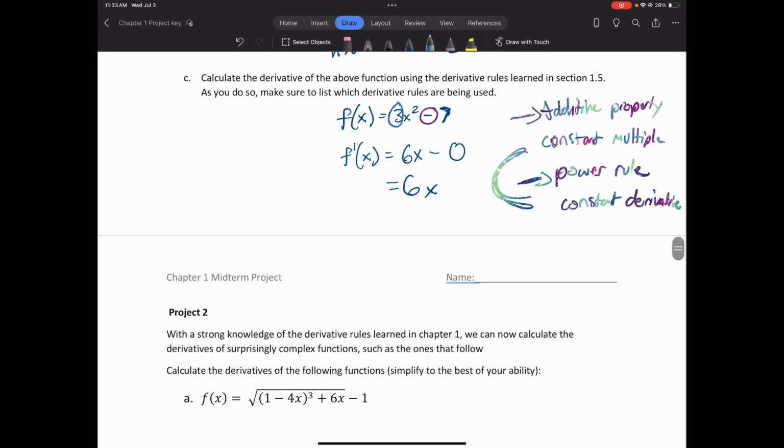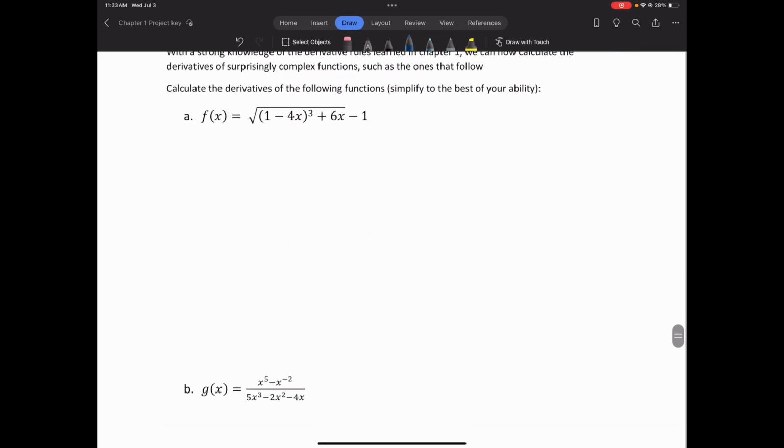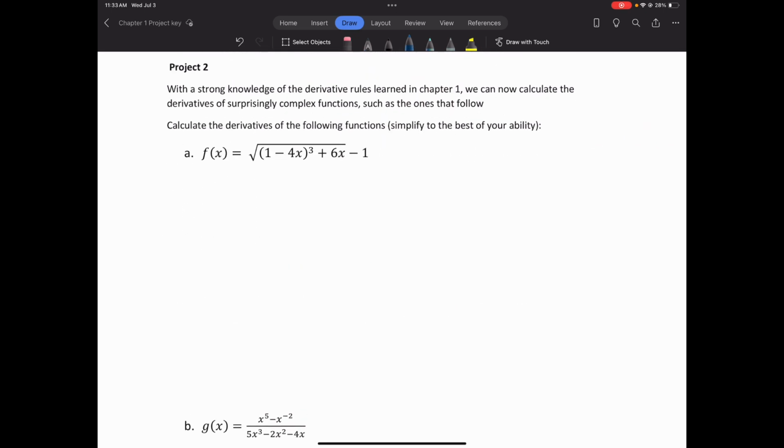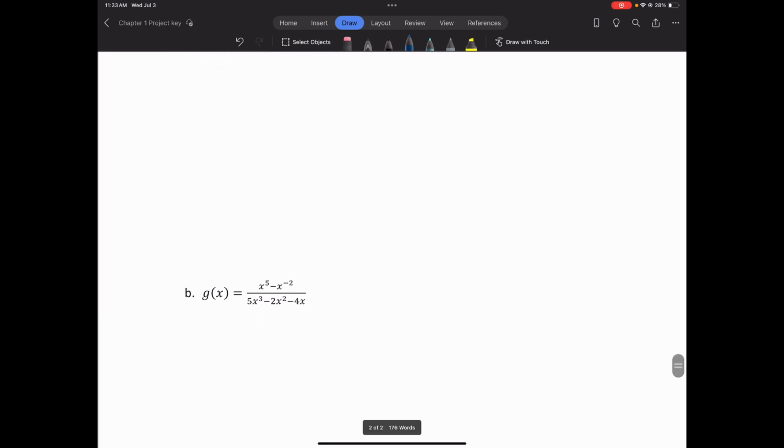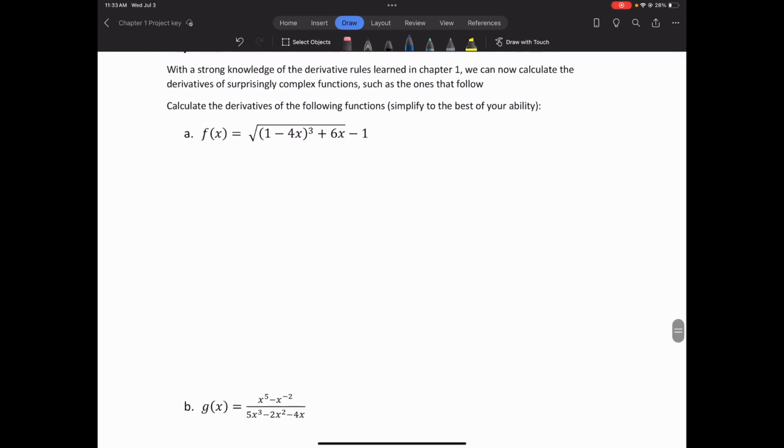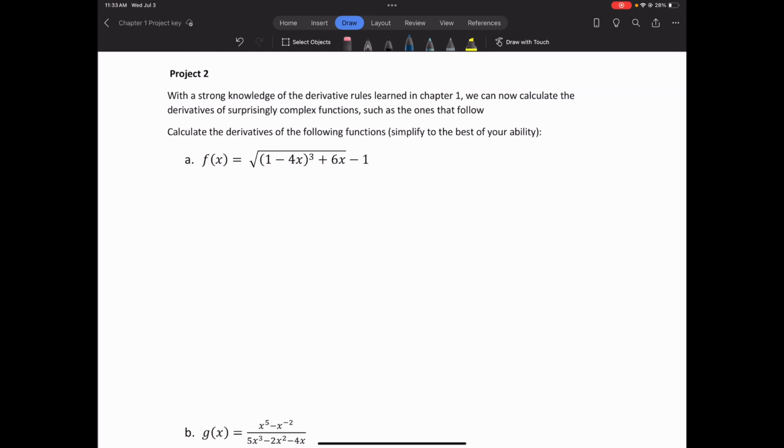Okay, let's get into the complicated ones. So, project 2 was more complex functions. That might have taken you a little bit of time. Part A requires you to use the chain rule twice because this piece requires the chain rule and this piece also requires the chain rule.